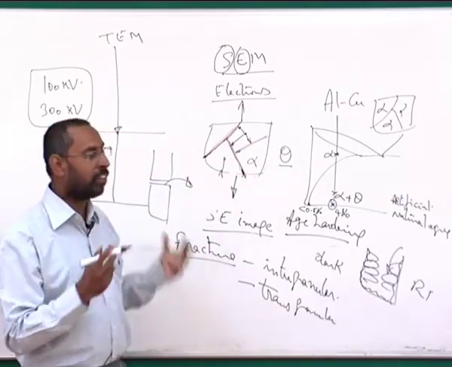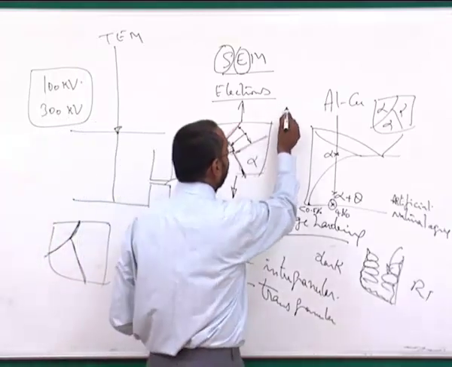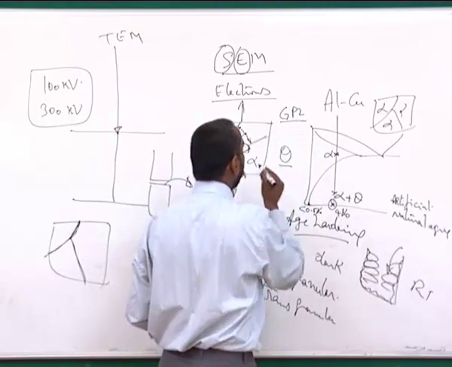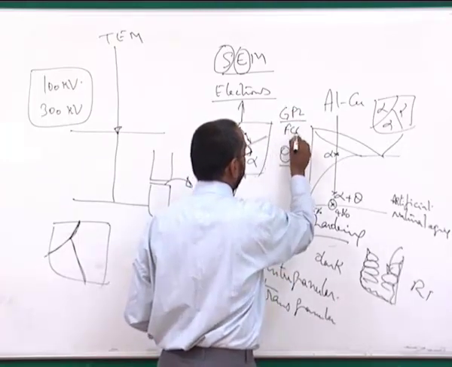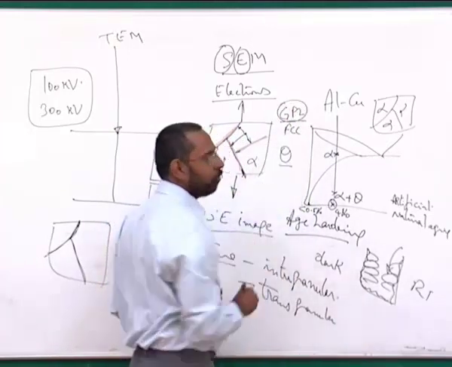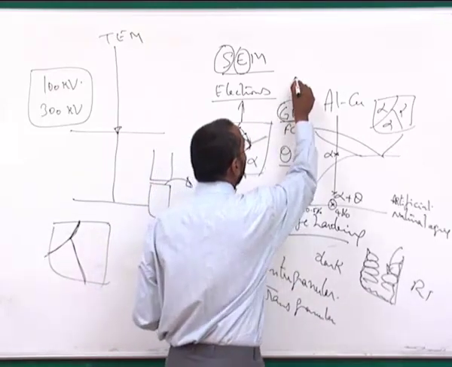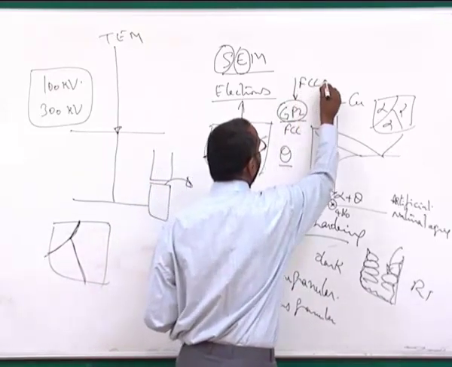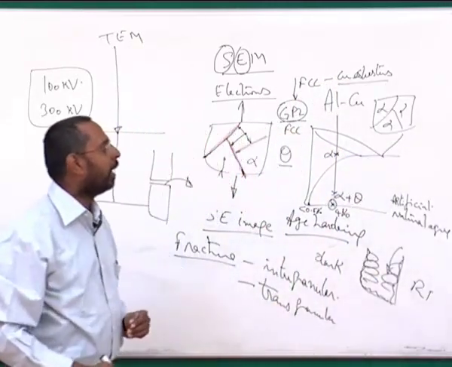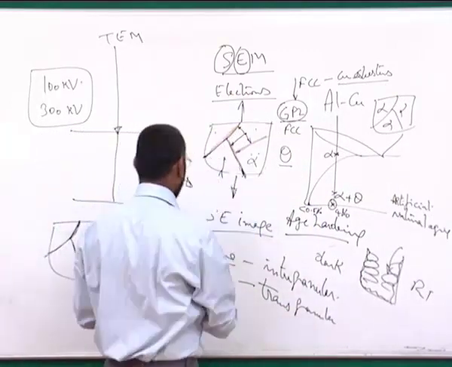So the system searches for any alternatives, and that's where it starts precipitating what are called GP zones, which have exactly similar crystal structure as that of alpha, which is FCC. So the matrix is FCC, and the zones which we call GP zones, Guinier-Preston zones, also are FCC in nature because they are mostly copper clusters.